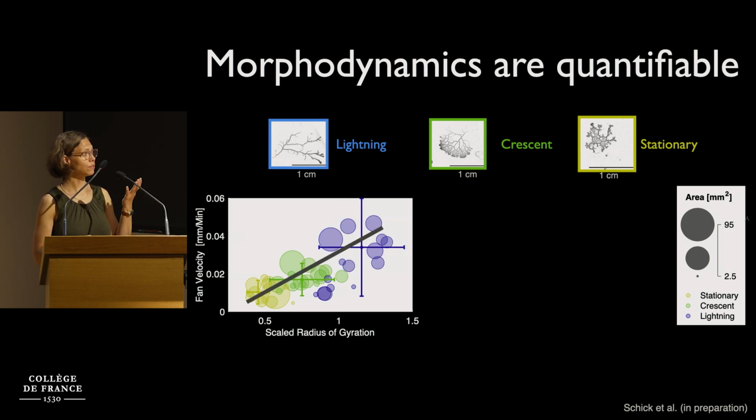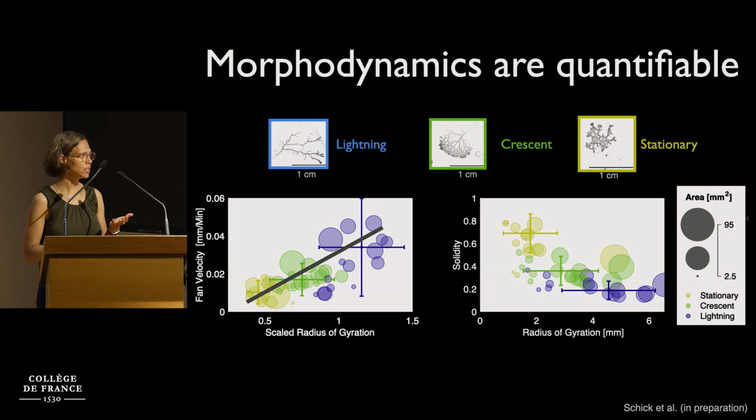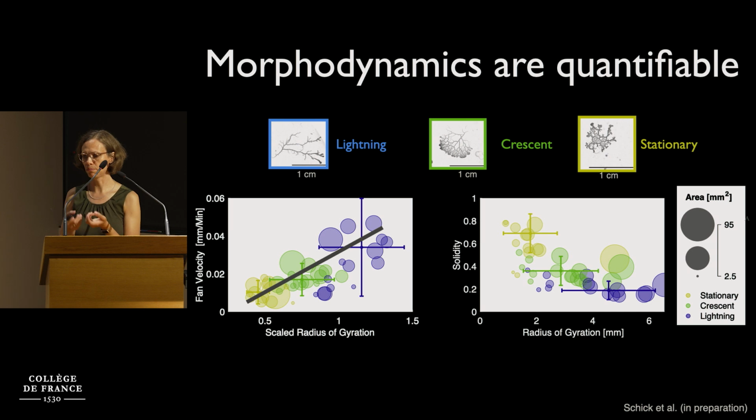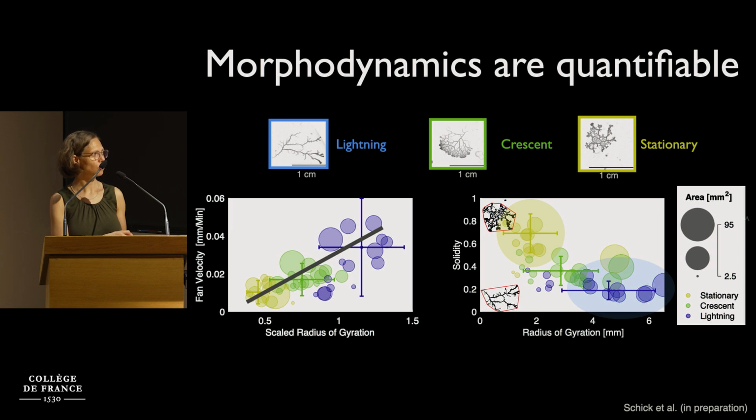We can further quantify the shape of the network by the solidity, which is a measure of compactness. Say I take a stationary state and I count the amount of pixels of this network in black, and then divide that by the amount of pixels I would find if I encircle this entire network. For this, the solidity would be 1, right? And you see for the stationary states overall, I have a very high compactness, whereas the lightning state has a low compactness, and these measures nicely correlate with the radius of gyration.